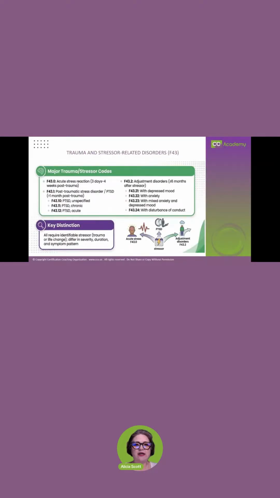All right, now we're moving into trauma and stressor related disorders. These are F43 codes. And this is where things get really interesting because we have to pay attention to timelines with these codes.